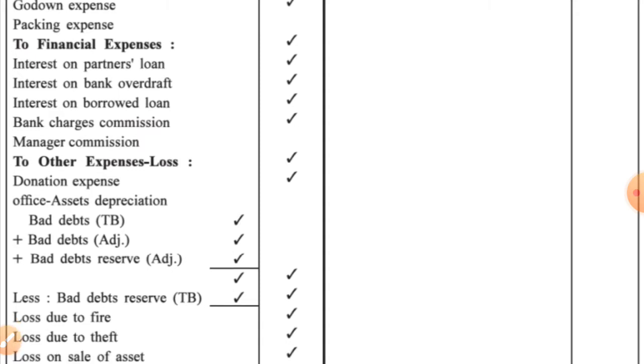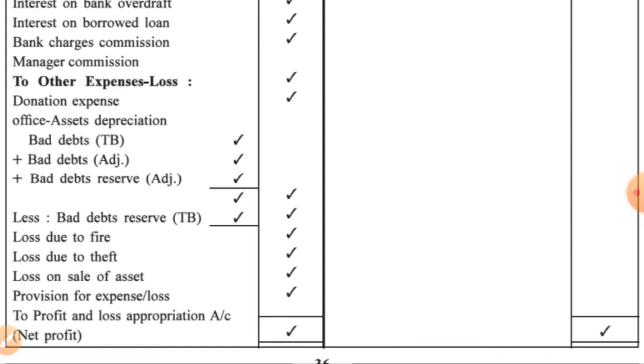And afterwards, any kind of loss. Whatever expenses we have written, that is administrative expense, financial expense, sales and distribution expense, now any kind of loss to the firm, that is loss due to fire, loss due to theft, loss on sale of assets. Suppose goods destroyed by fire and the insurance company has accepted a claim of a certain amount. Suppose goods of 50,000 are destroyed and the insurance company has accepted a claim of rupees 40,000. The insurance company will never accept a claim for the entire amount of goods destroyed. So the insurance company has accepted a claim of only rupees 40,000. The difference of 10,000 is called loss for the firm, loss due to fire.